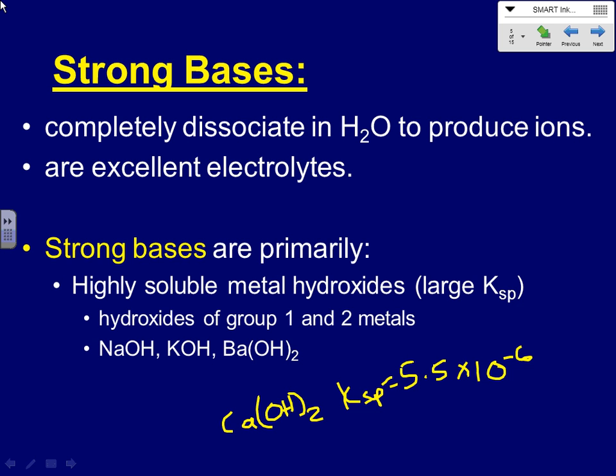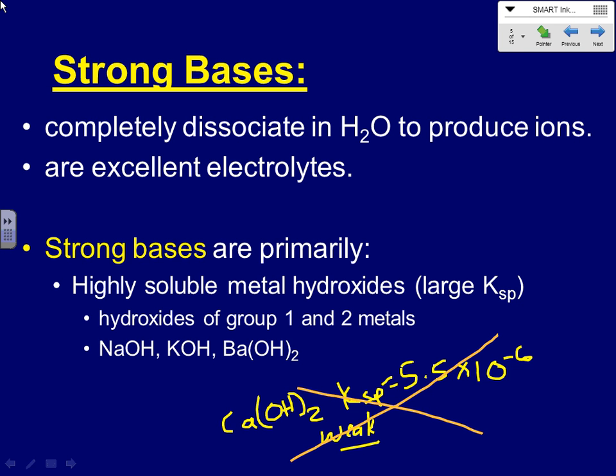This is not strong, right? This is weak. This would be weakly basic, all right, because of the small K. So again, I'm just putting that as an example of what isn't strong, I guess, for our video people.